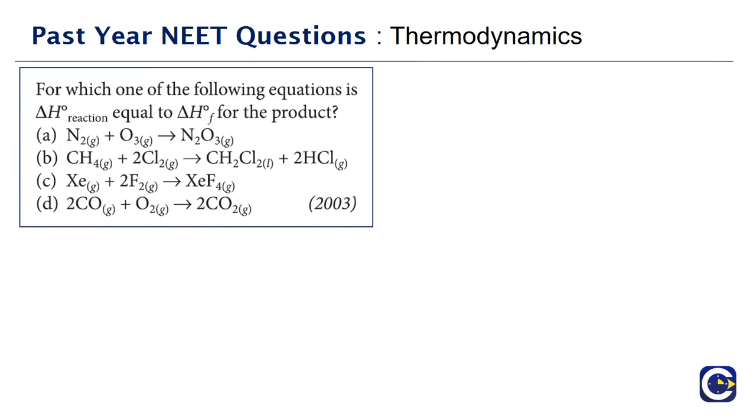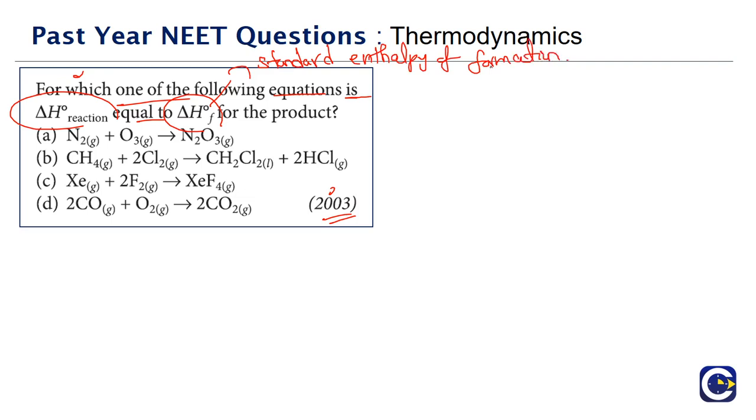Next we have another straightforward question. This has come in the year 2003. For which one of the following equations is delta H naught reaction, meaning the enthalpy change of the reaction under standard conditions, equal to delta H naught f? What is this notation? This is the standard enthalpy of formation.